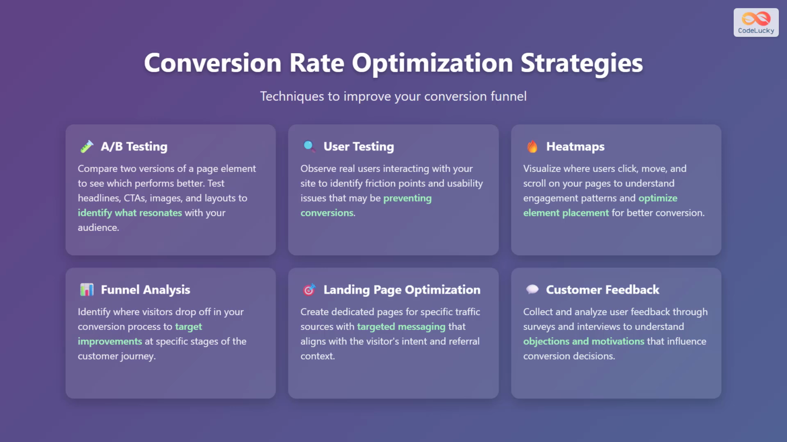Let's explore some effective conversion rate optimization strategies. First, there's A/B testing. This involves comparing two versions of a page element to see which performs better. You can test headlines, call to actions or CTAs, images, and layouts to identify what resonates with your audience.